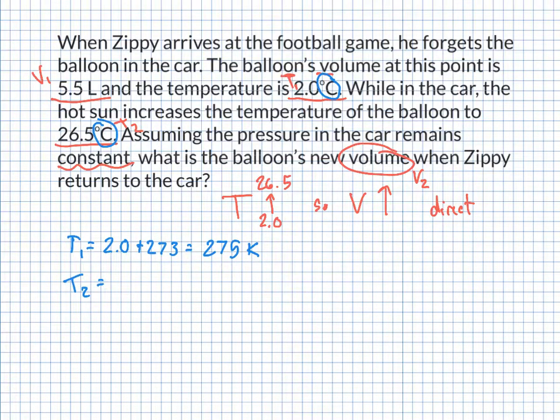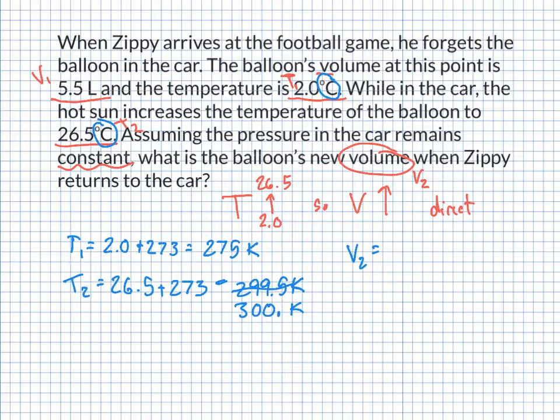So for my T2, that is 26.5 plus 273. And that is going to give me 299.5 Kelvin, except I need to drop that off, and that would actually be 300. Kelvin. Okay, so I've got my formula for V2.